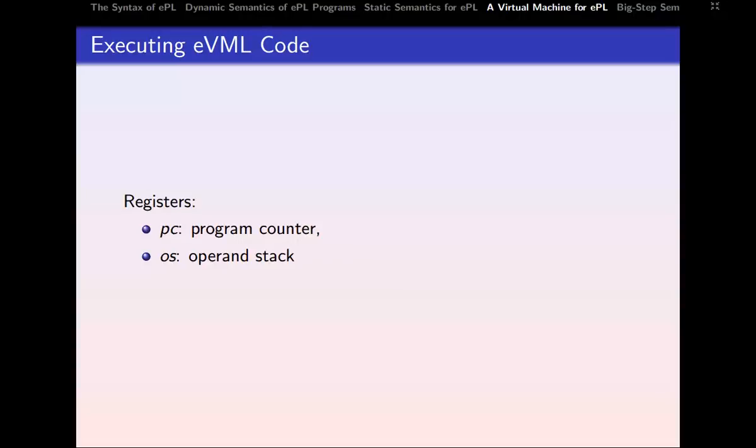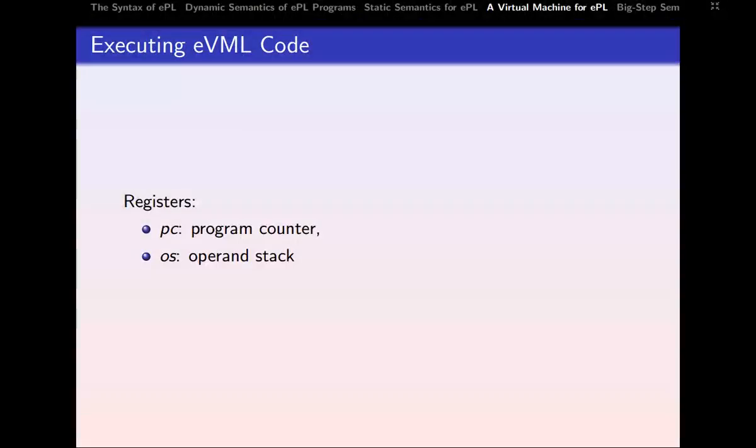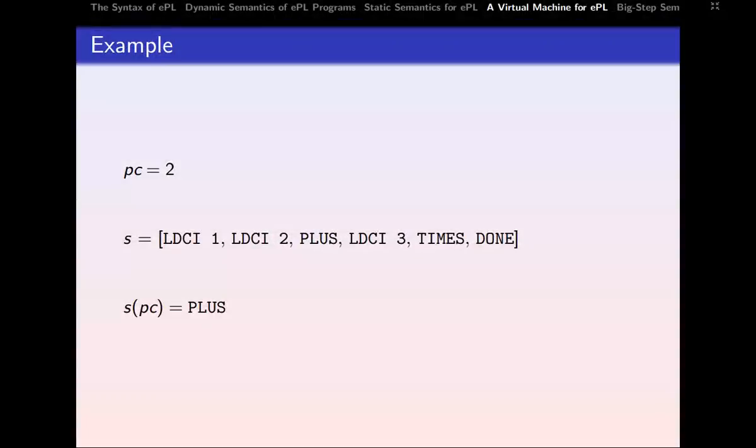So we need two registers for this machine, right? The program counter and the operand stack, essentially, which needs a top of the stack, right? And what do you think? We need to execute this program, right?